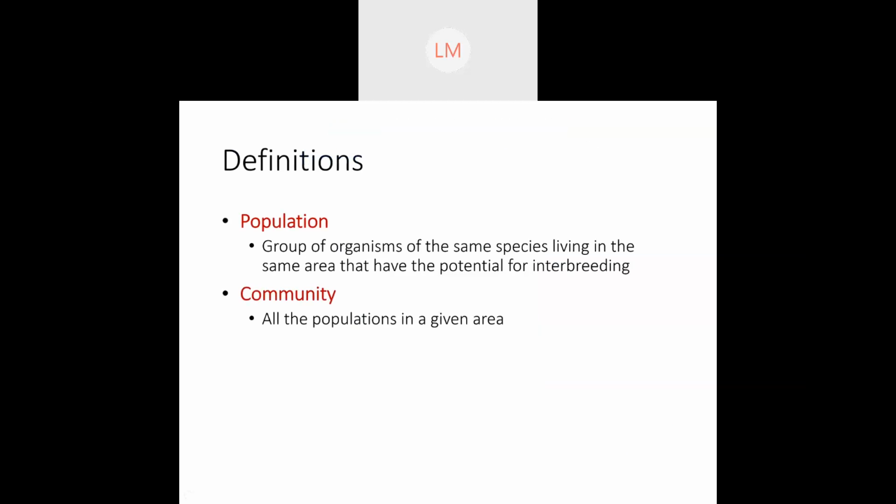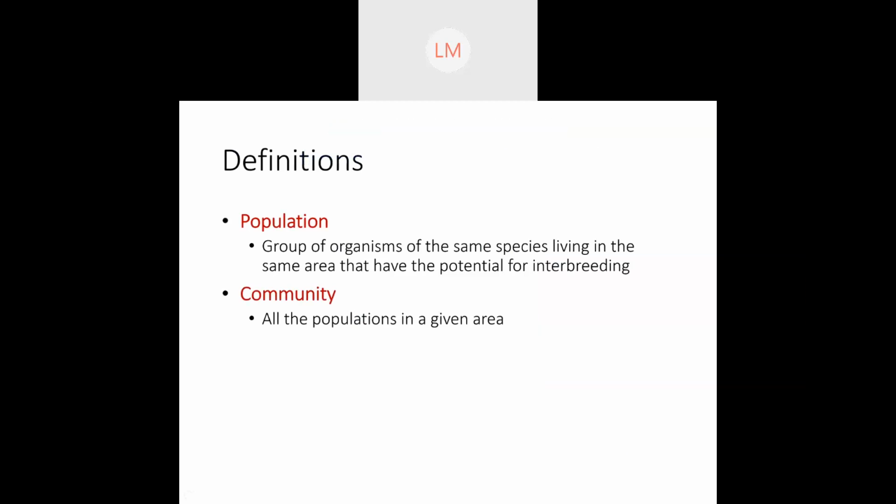So let's go ahead and just define what a population and a community is first. So a population is a group of organisms of the same species that live in the same area, and so they have a potential for interbreeding because they are in that same area. So that's what we're talking about when we're talking about a population of organisms, that same species in that same area.